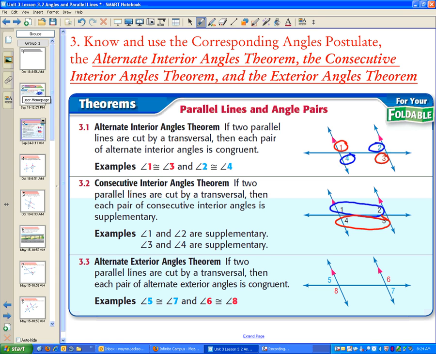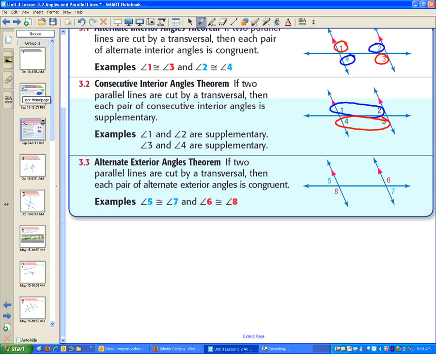With me? All right. And then the last one, the alternate exterior angles theorem. If two parallel lines are cut by a transversal, then each pair of alternate exterior angles is congruent. So angle 5 and angle 7 are one pair of alternate exterior angles. So 5 is congruent to 7. And angle 8 is congruent to angle 6 because they are the other pair of alternate exterior angles. Questions?